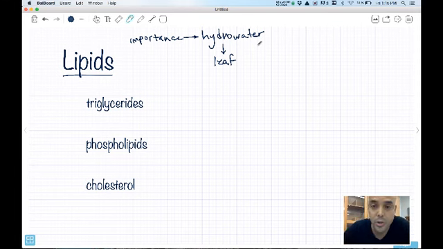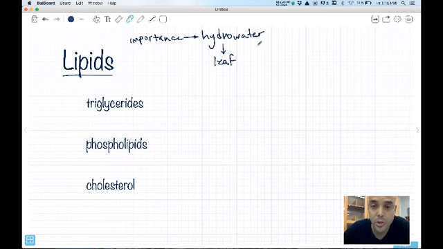If these hydrocarbons are straight and all these guys hang out next to each other, you get a solid. You get bacon grease. You get unhealthy. So this fat is solid at room temperature usually, and we call this saturated fat. Solid at room temperature. Saturated.